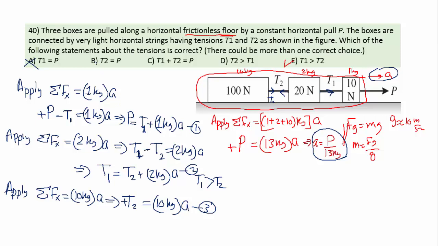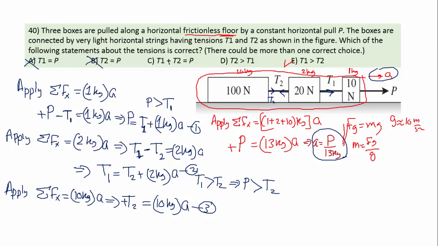Now let's look at choice B. Choice B tells you that T2 is equal to P. Now this is clearly not true, because from formula 1 we can see that P is bigger than T1, and from formula 2 we can see that T1 is bigger than T2. So if P is bigger than T1 and T1 is bigger than T2, then necessarily P is bigger than T2. Hence choice B is wrong.